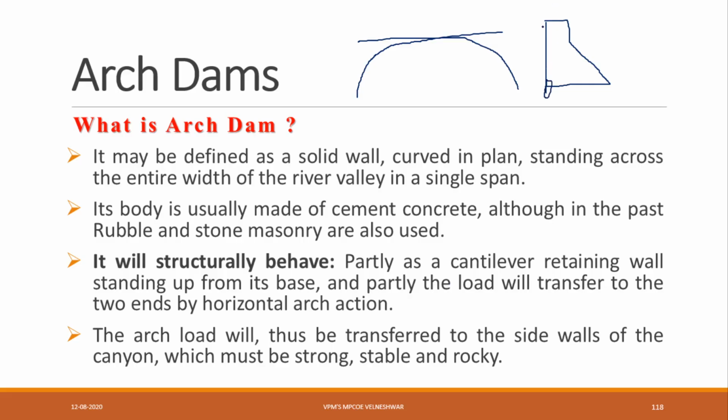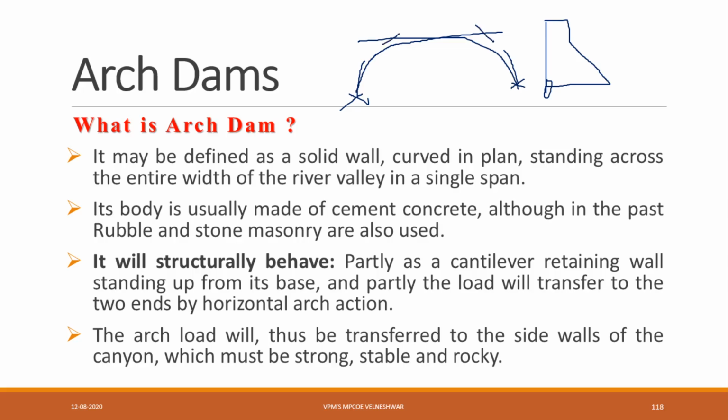Whether it is a wall or a gravity dam, whatever it is. But here there are also two ends: this is our first end and this is our second end. The load will transfer through the two ends, from here and from here. The arch load will thus be transferred to the sides of the walls. Whatever the load is, it will be passed exactly to the sides.